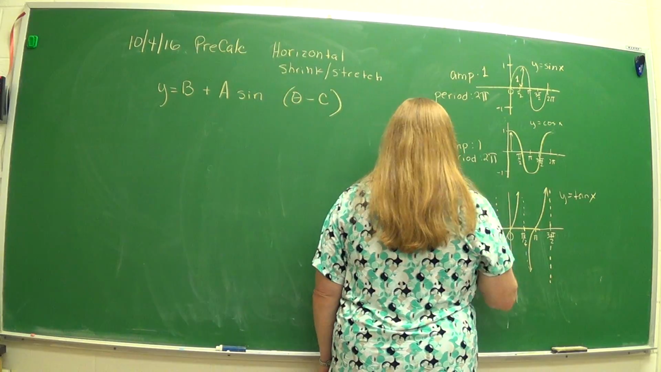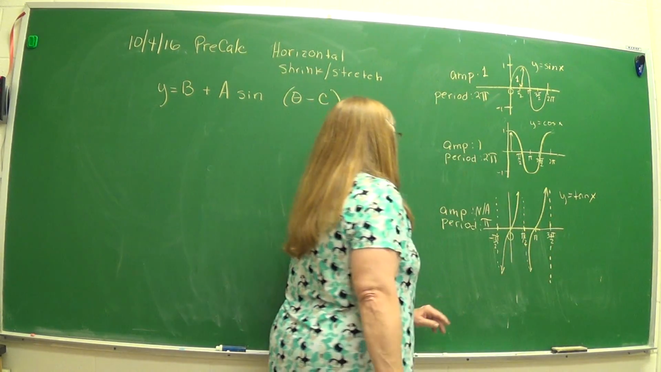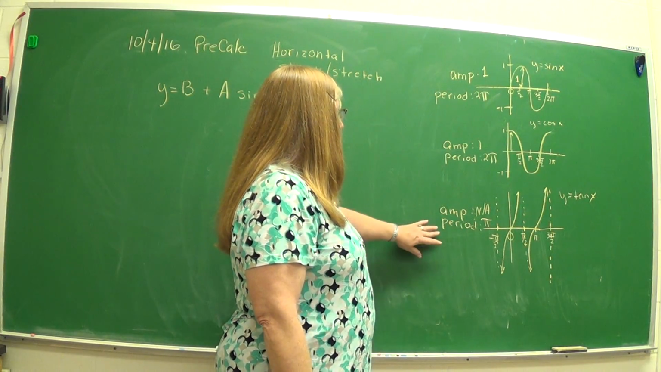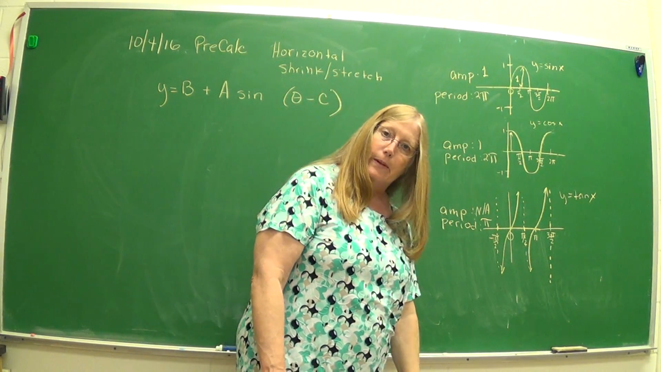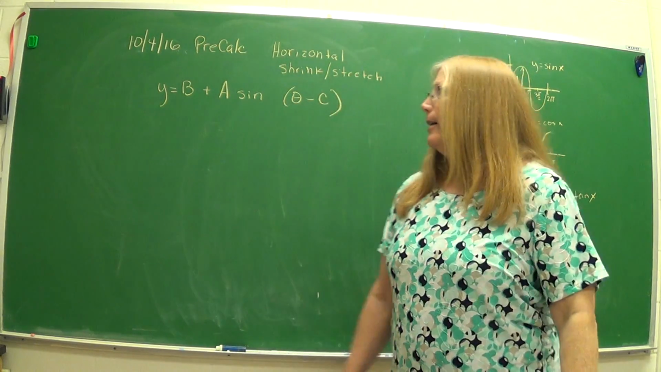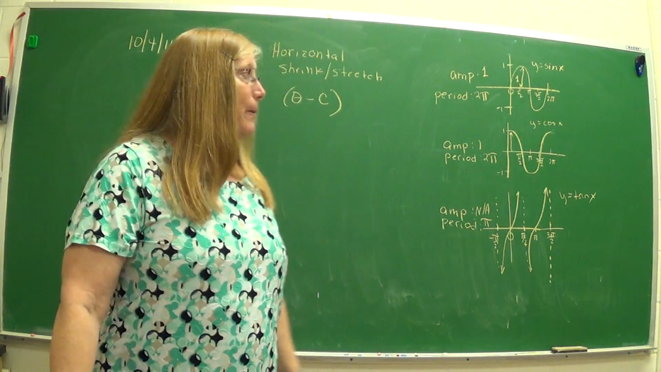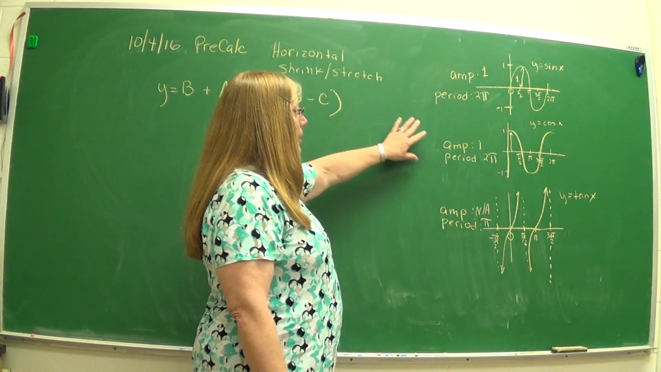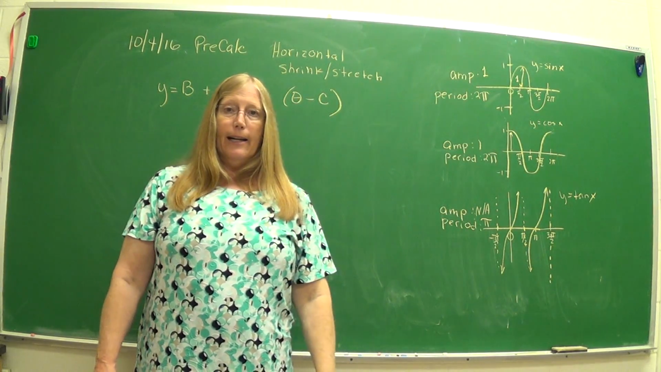The period is pi. So the distance between these two or these two is pi radians. Notice its period is different than sine or cosine. No surprise there. All right, moving back, keep that in mind. The normal period for sine and cosine is 2 pi, but the period for tangent is pi.